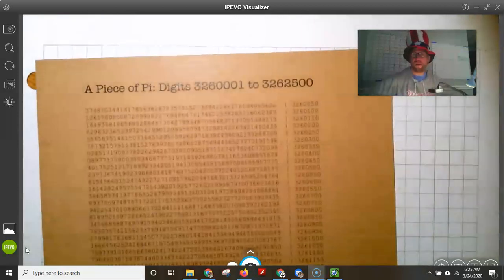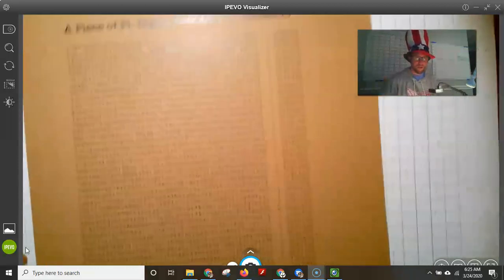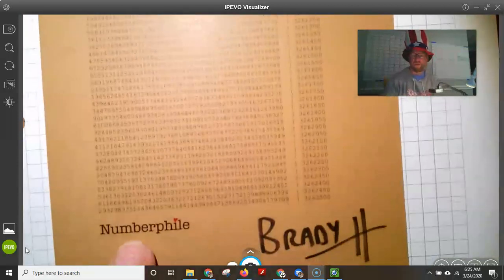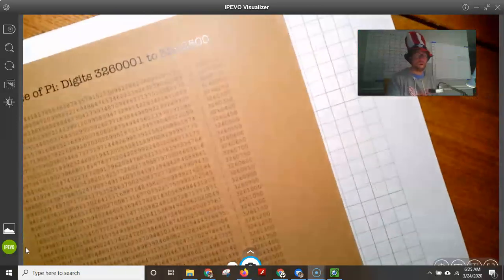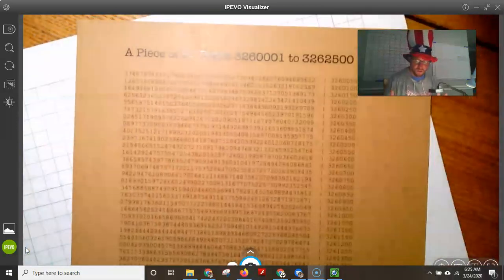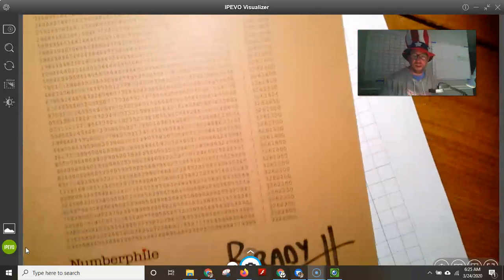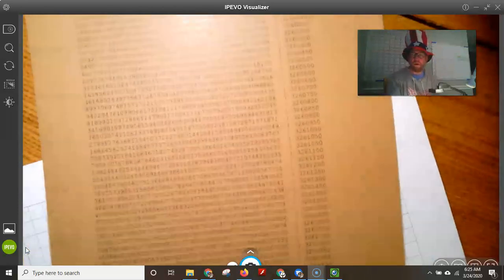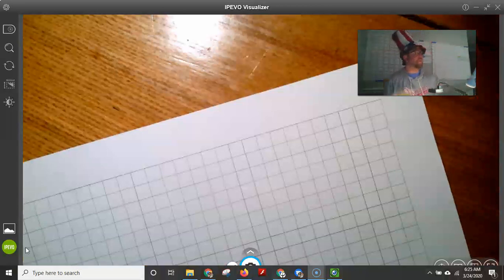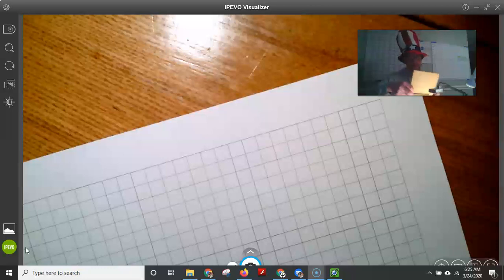A piece of pie. This is from my favorite podcast, or not podcast, YouTube channel, sorry. Numberphile. They printed off, like, I forget, the first 50,000 digits of pi on these little cards, and the guy that runs the channel signed every single card. I got one. Oh, so excited. I'm definitely going to frame this and put it on the wall. Deciding whether I want to put it on the wall at school or at home. I don't know. Think about that one.